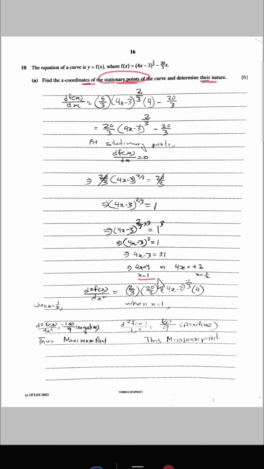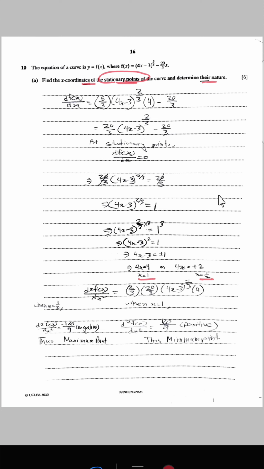As we get two x coordinates, to find the nature we need to find d square y by dx square. Then substitute these two values of x, and if d square y by dx square is positive, then we would get a minimum point, and if it is negative, we would get a maximum point.